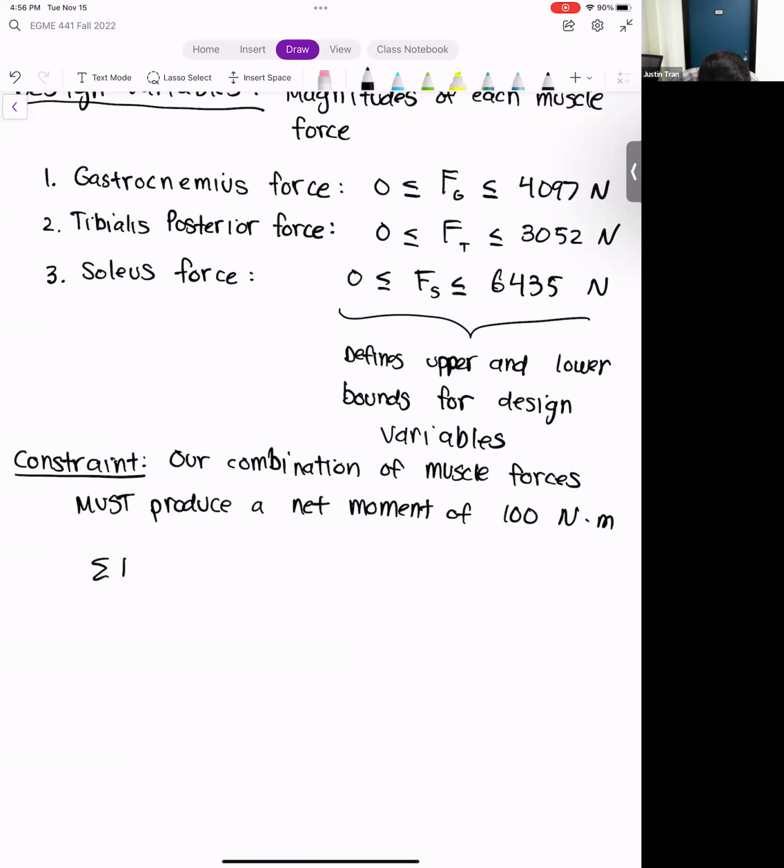And so we sum up the moments. Okay? We know this is equal to 100 Newton meters. And so this has to be equal to the sum of all the moments that are produced by the muscles. And remember, the way that we compute moments is we take the force magnitude multiplied by its moment arm. Okay.